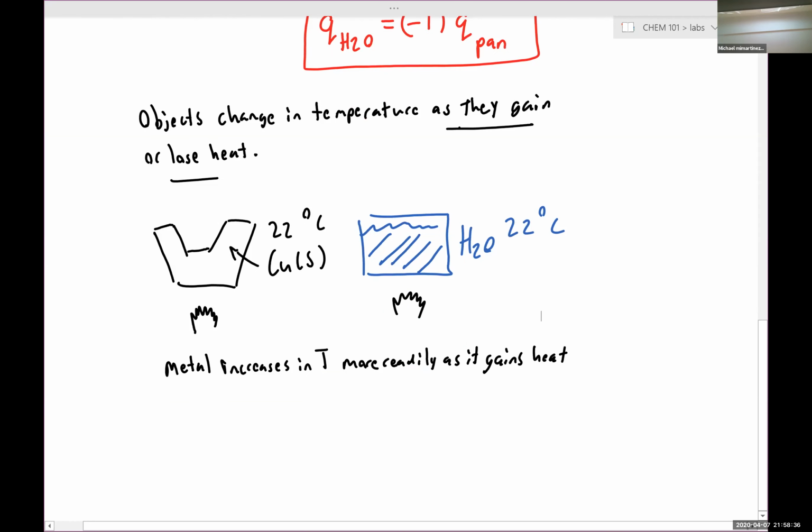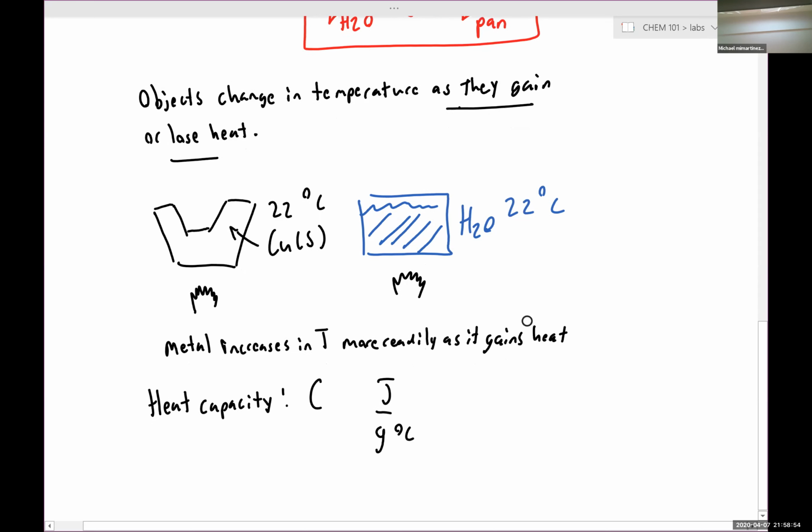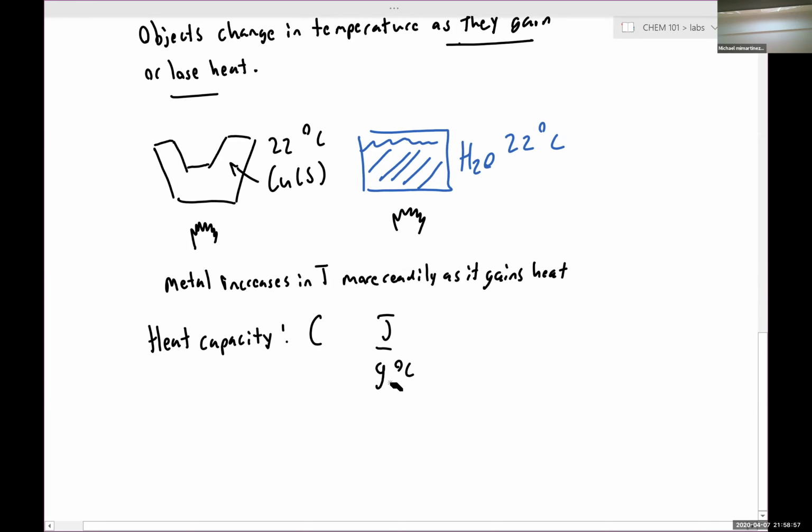as it gains heat. And the key parameter that we use to describe the relationship between heat and temperature is known as heat capacity, which is given a big symbol C. Heat capacity is just joule per degree Celsius. And the more useful form of heat capacity is known as specific heat capacity. And specific heat capacity has the symbol C subscript S, has the units joule per gram degree Celsius.